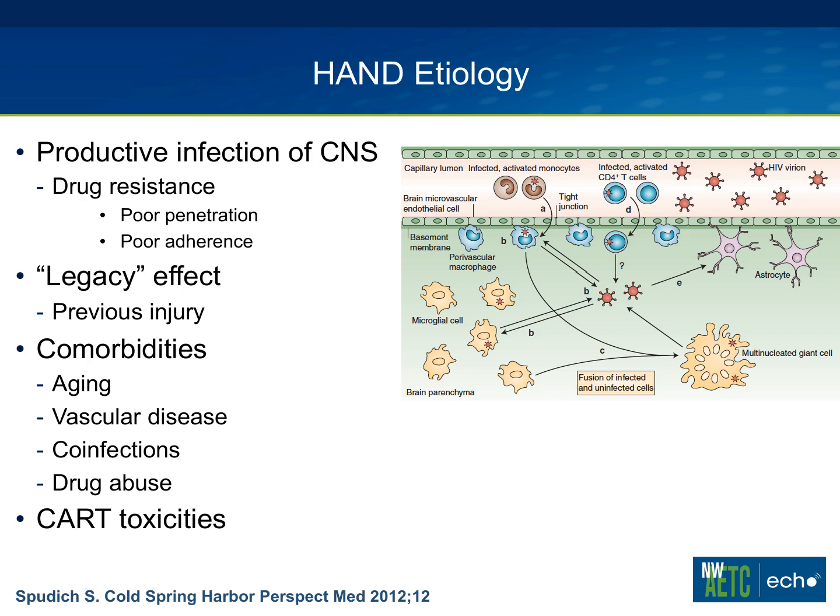Some of the thinking is that it's due to drug resistance within the CNS. So we're not effectively treating CNS virus, maybe because of poor penetration, the topic we're discussing today, maybe because of poor adherence. There may be a legacy effect, so previous injury has caused cognitive impairment. It doesn't progress when the patient gets on good antiretroviral therapy, but it doesn't go away. Comorbidities are probably playing a larger and larger part. So think about aging, vascular disease, co-infections, and drug abuse. And then the issue of combination antiretroviral therapy toxicities is something we'll touch on here that's becoming more of a concern, although it's still pretty controversial.